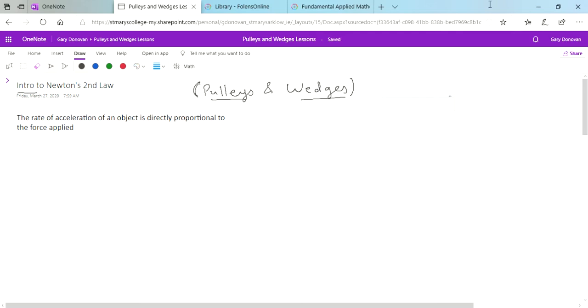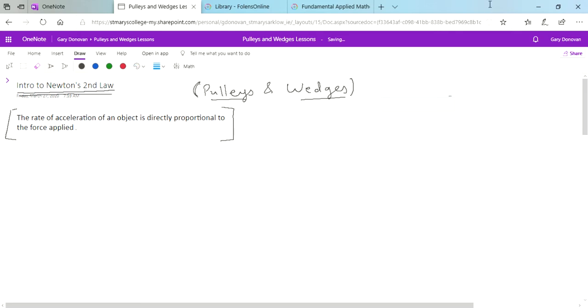we need to look at Newton's second law, because it's a really important law that's used a lot in this topic, but it's also used a lot in Leaving Cert physics. So it's a really important law that you need to know. So what is Newton's second law? Well, it's that the rate of acceleration of an object is directly proportional to the force applied. That's the main bit of it.